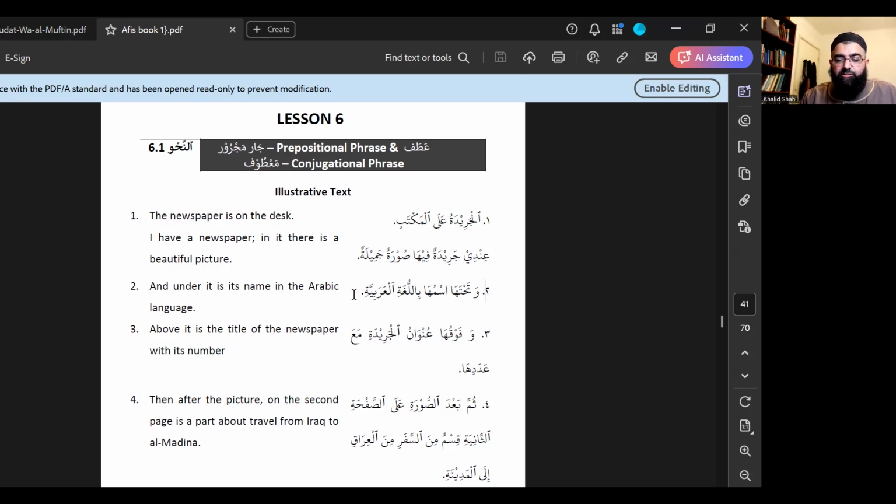Bil lughati al-arabiyya, in the Arabic language. Bi means with, right? Or in, right? For example, Bismillah ar-Rahman ar-Rahim, bi at the start, with the name of Allah. But bil lugha al-arabiyya, if you say with, it wouldn't make sense. This also comes in the meaning of in English, right? But here it's bi with.